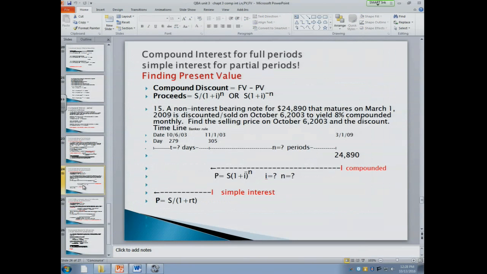Now we're going to do the reverse in question 15. A non-interest bearing note is $24,890. Non-interest bearing means I gave you the future value, right? So we have this note we're holding on to. We're coming along, and it matures on March 1st. But on October 6, 2003, we want our money back.